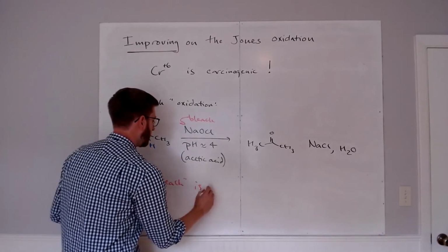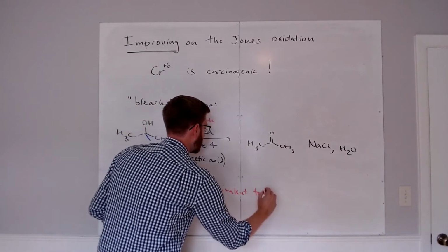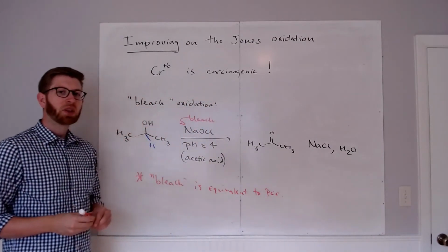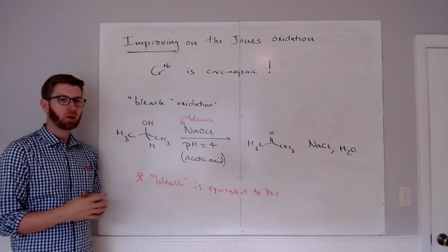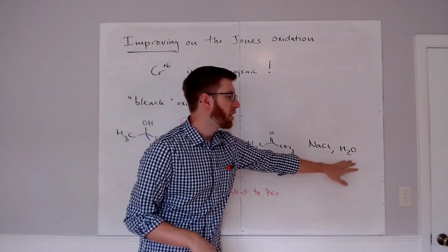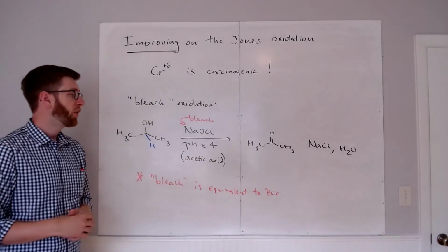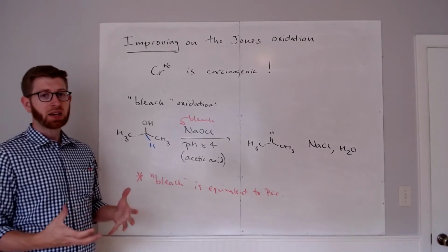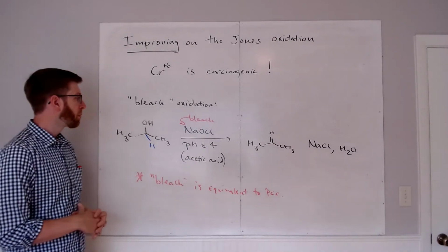It is equivalent to PCC. What I mean by that is that it does single oxidations. So if we have a primary alcohol, for instance, it's only going to do one oxidation, which is a little bit surprising because here we're generating water. You might think that the hydrate problem is going to persist, but for whatever reason, we find that that's not true. Bleach does selective single oxidations of primary and secondary alcohols.